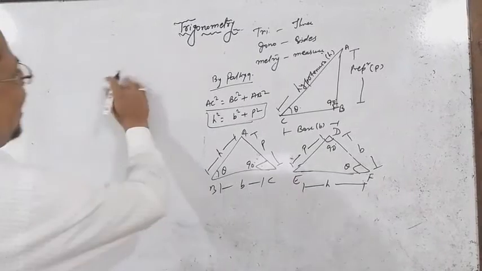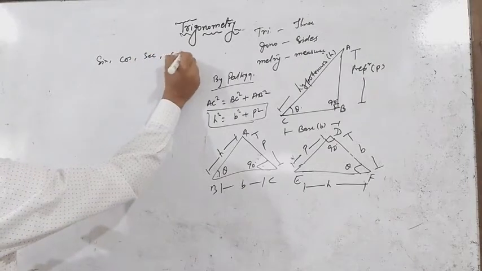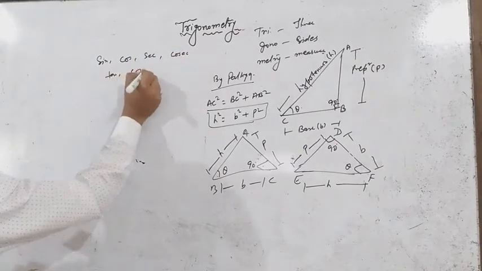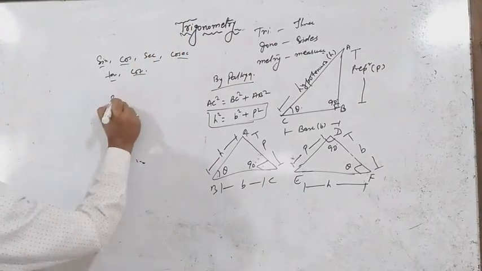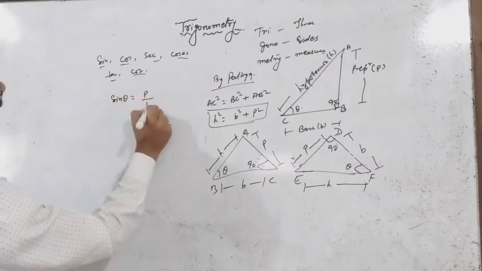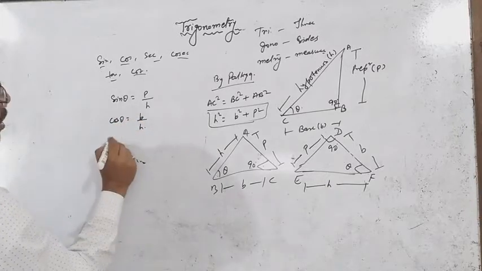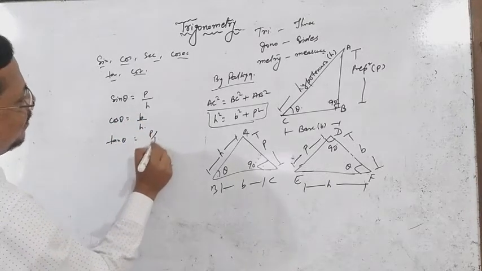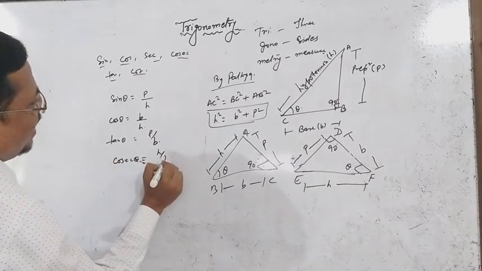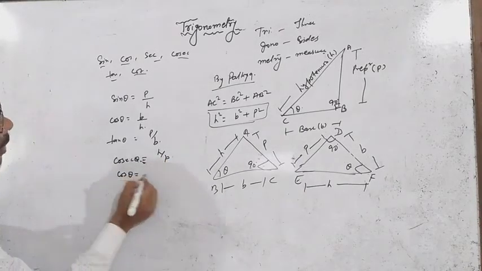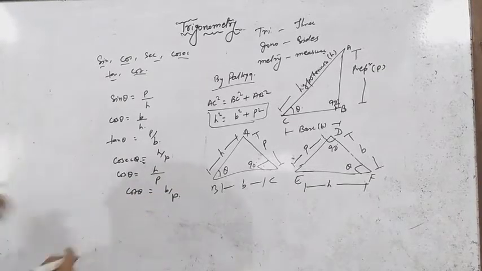We know that there are sine, cos, sec and cosec, then tan and cot. There are six ratios in trigonometry. Then find these formulas. Sin theta equals P by H, perpendicular by hypotenuse, and cos theta equals B by H, and tan theta equals P by B. And the opposite of sin theta, cosec theta, equals H by P. And sec theta equals H by B, and cot theta equals B by P. This is the formula.